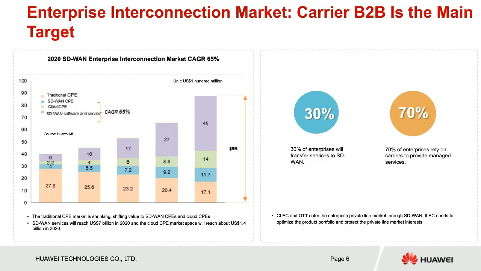It also shows that enterprise interconnection, the carrier B2B market, is growing very fast. By the estimate, by 2020 the SD-WAN enterprise interconnection market will grow 65%. So that's just a comparison of the audience feedback with some professional study group results. It's quite interesting.